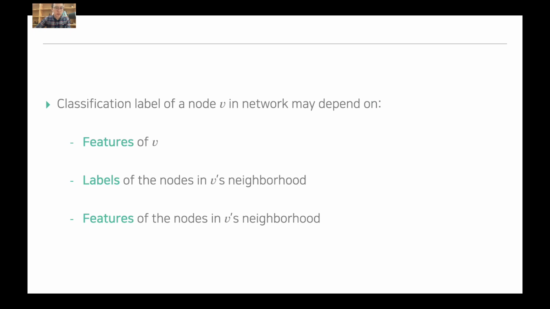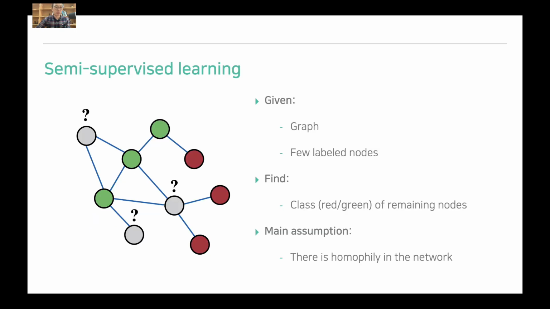And these neighborhoods, so we may or may not be able to find their labels. And we also may expect we can observe the features of the nodes in node V's neighborhood. So given the graph and a few labeled nodes, we try to find the class labels of the remaining nodes. Our assumption is that there is homophily in the network.